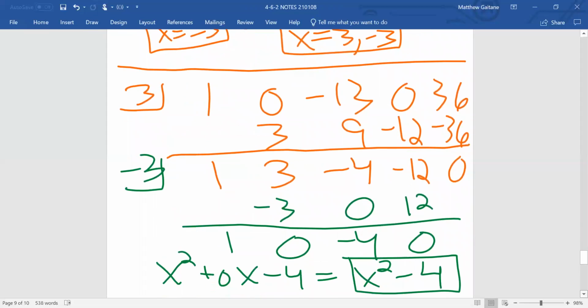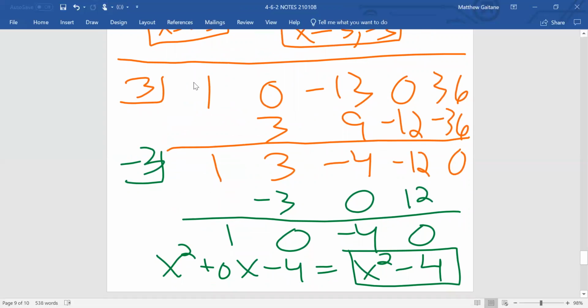So I started with the 3. Okay, bring down the 1, times 3 is 3. Add down in the second column, we get 3. Times 3 is 9. Add down, we get -4. Times 3 is -12. Add down, we get -12. Times 3 is -36. Then add down, and we get 0.